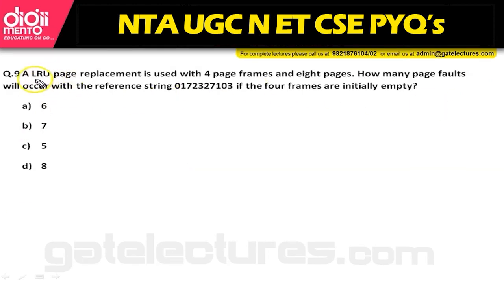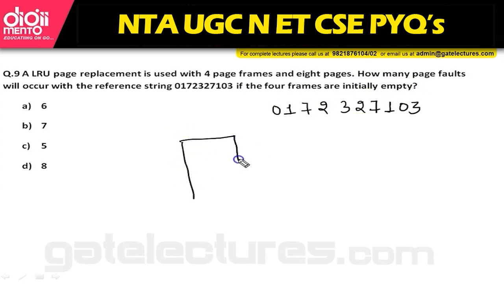So we have the next question, which says LRU page replacement is used with 4 page frames and 8 pages. How many page faults will occur with the reference string 0, 1, 7, 2, 3, 2, 7, 1, 0, 3 if the 4 frames are initially empty? So basically they are saying we have only 4 frames and they are initially empty.